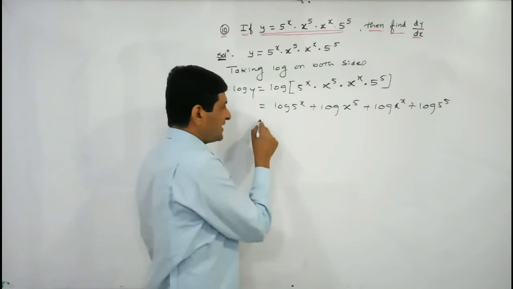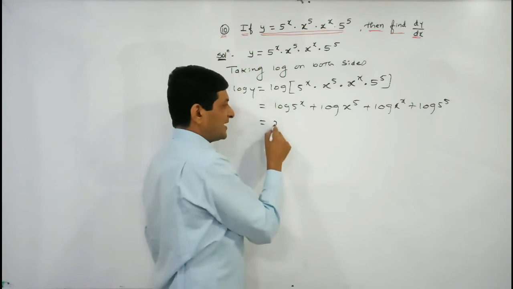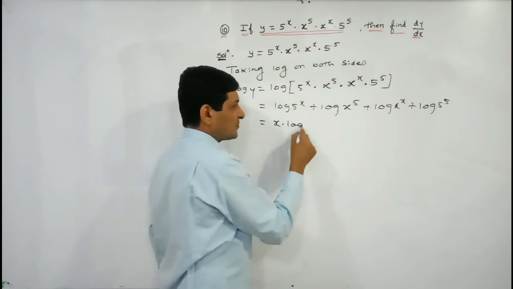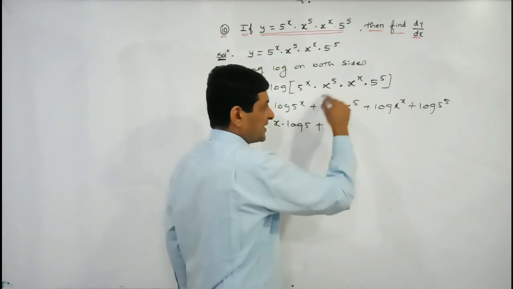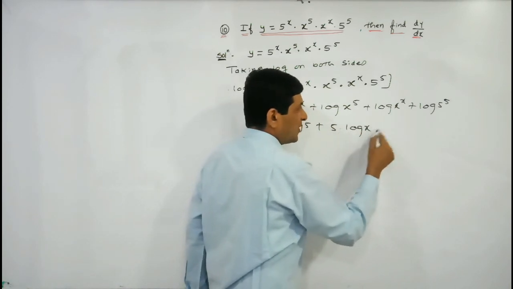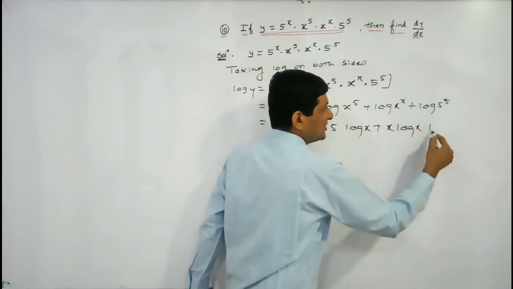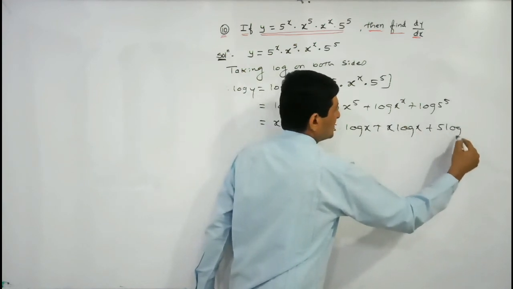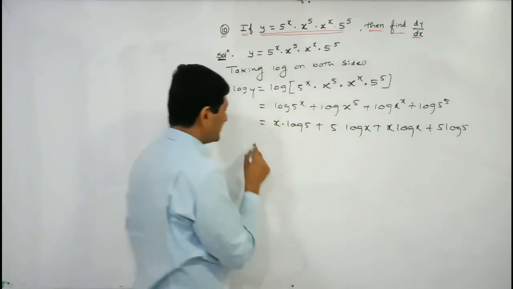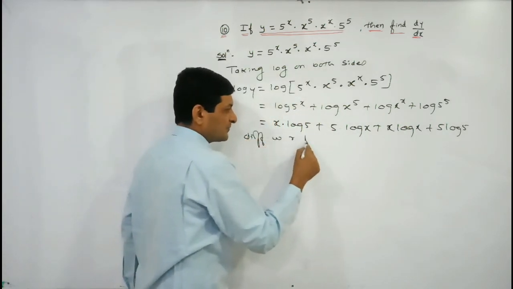Again let us simplify it applying the laws of logarithm. The power can be taken as a coefficient. So here we will get x log 5 plus, here also if we take the power as a coefficient, we will get 5 log x, here we will get x log x, and here we will get 5 log 5. Now differentiate it with respect to x.